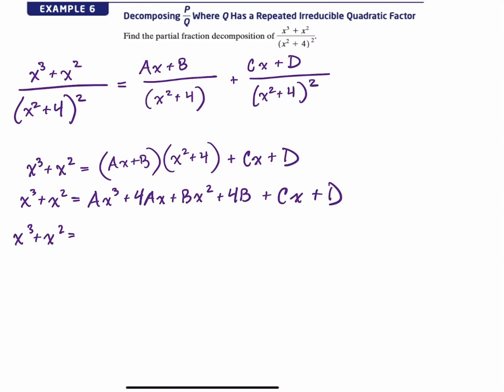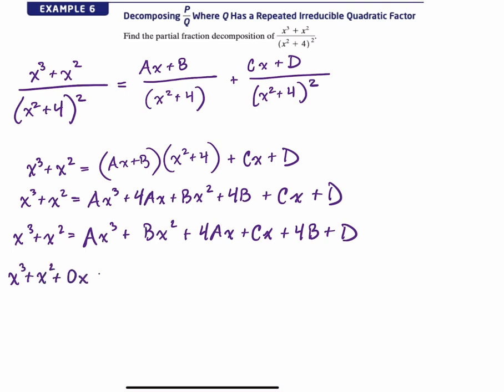So let's group. We don't have any other cubed terms, so we just have ax cubed. We just have bx squared. Then we have 4 times a times x plus c times x, and then plus 4b plus d. So on our left side, we can write this as x cubed plus x squared plus 0x to the first power plus 0 for our constant term.